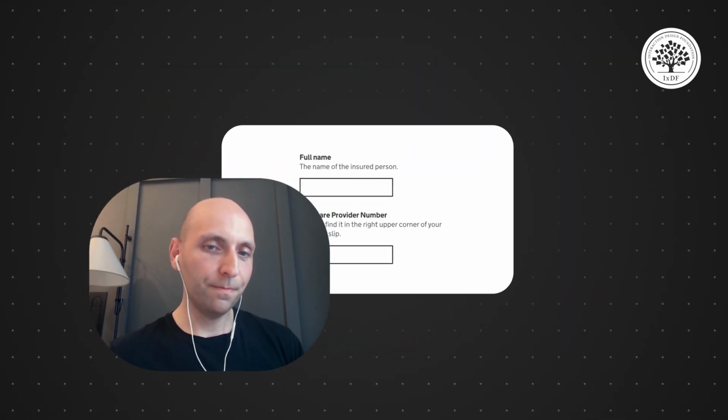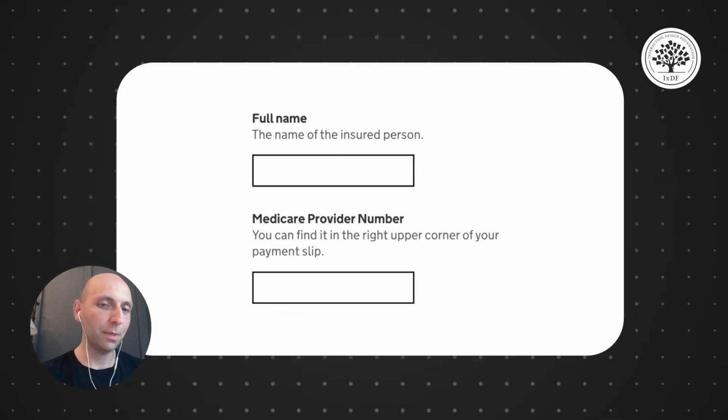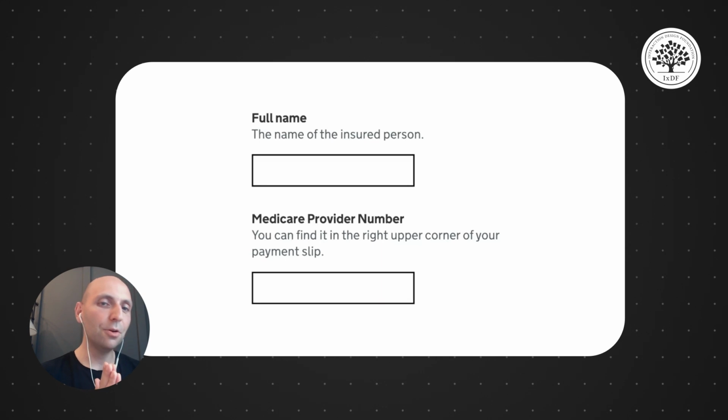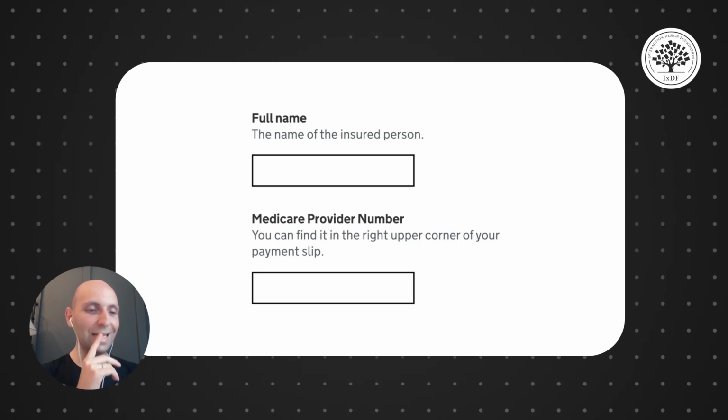The story starts with a simple form. And look at this, it's harmless, right? Have full name, name of the insured person, have a Medicare provider number. You can find it in the right upper corner of your payment slip. All right, dear friends, can you tell me which of these fields are required and which are optional?